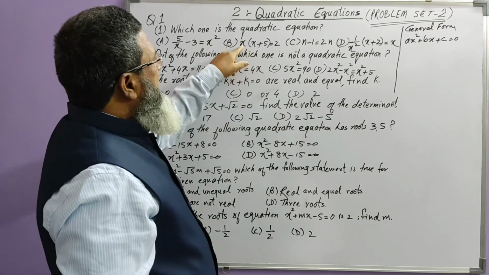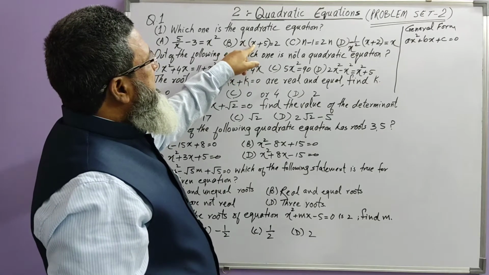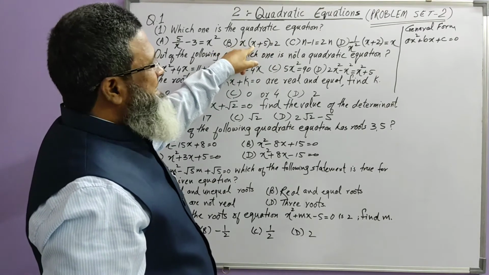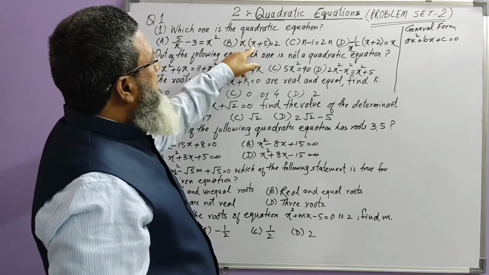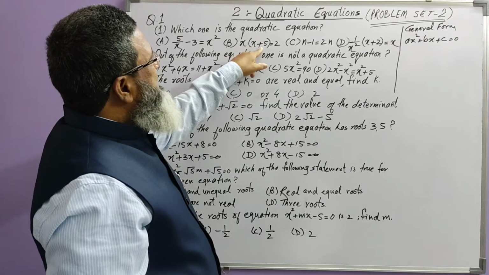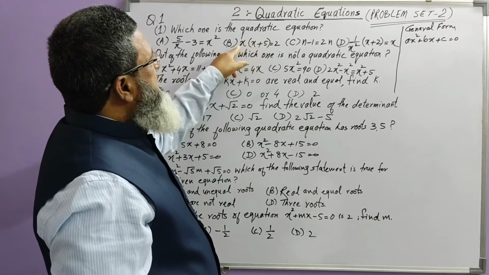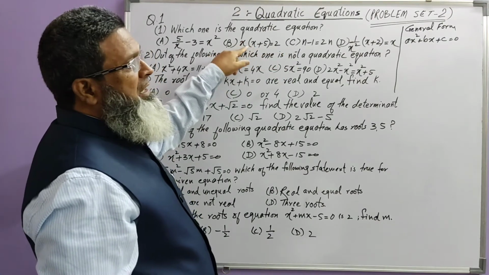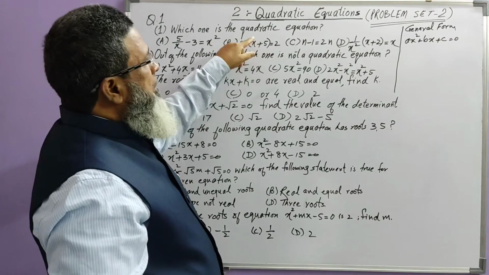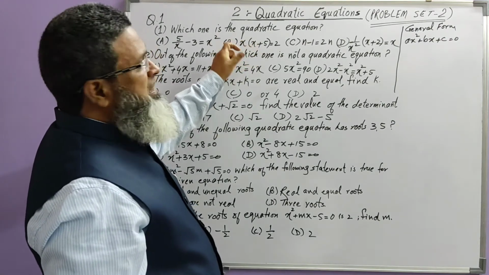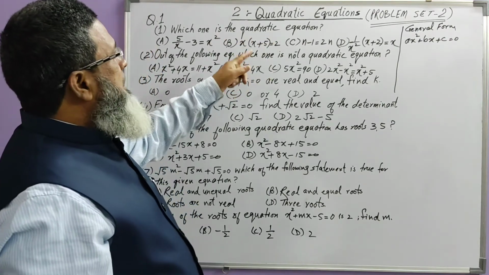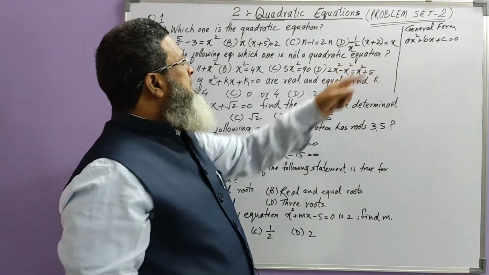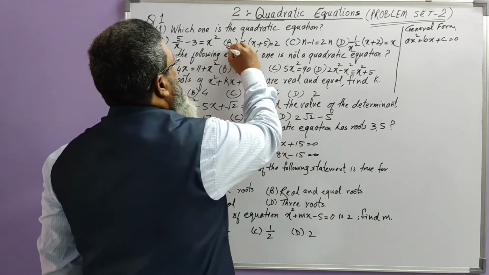Come here, x in bracket x plus 5 is equal to 2. If you multiply this x with x, this will become x square, and then plus x into 5 is 5x, is equal to 2. So here you will get x square in this equation, and when the x power is 2, it means x square is there, and so this will become the same general form. So this will be the correct answer, B.